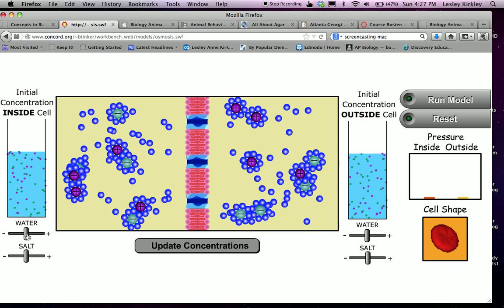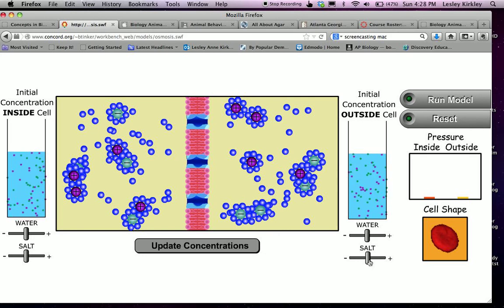I can control the concentration of water inside the cell and the concentration of salt inside the cell, and I can change those and see what happens. On this side, I have the outside of the cell, and I have that same information. I have the picture right here to give me kind of a snapshot, and I can control the concentration of water and salt.